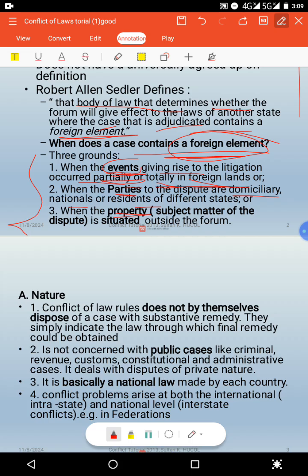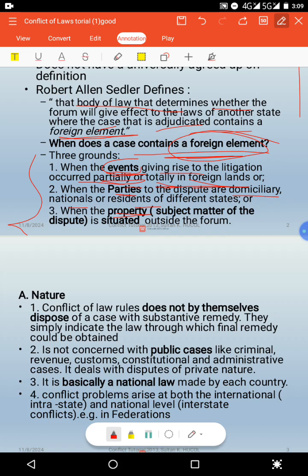If the parties to the litigation are nationals of two different countries, for example, if someone is from China and the other party is from America, then the conflict of laws will occur, or the foreign element will occur.